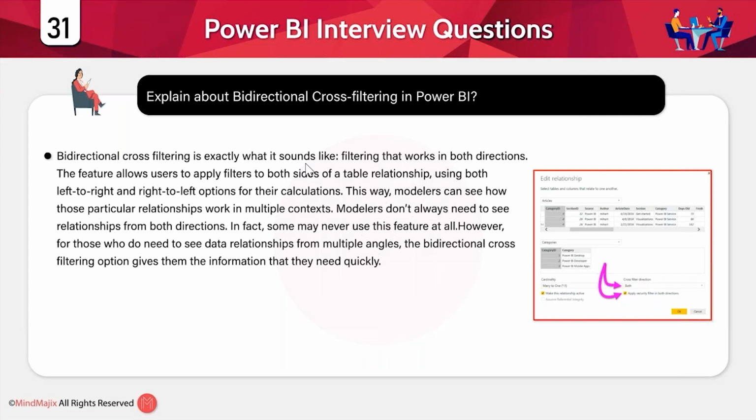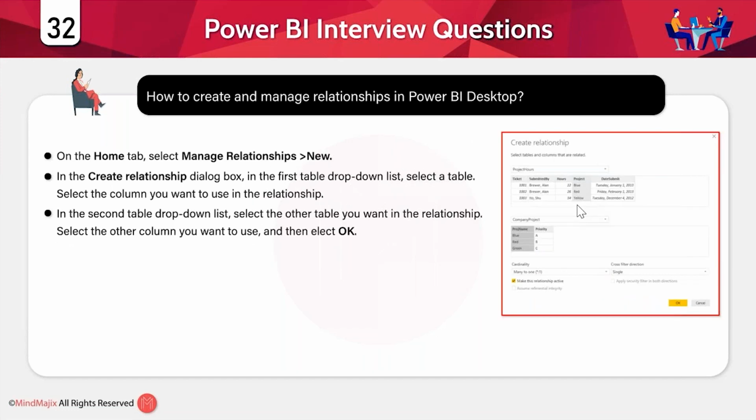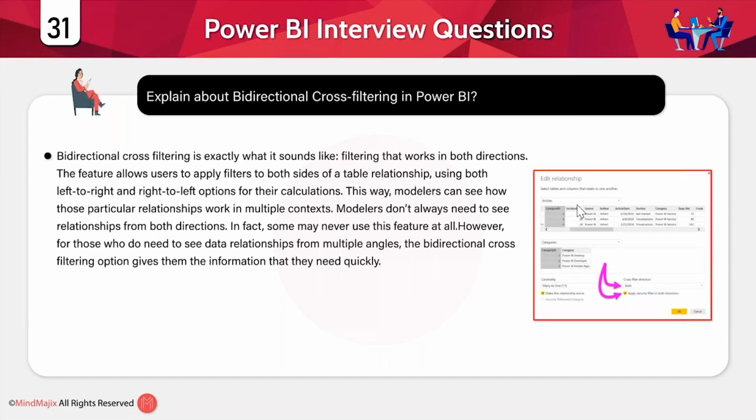So here you're using two tables, as you can see on my screen. One is the article table and the other one is the category table. You can use this bi-directional filtering on both sides. Just highlight the column where you want to set up this relationship. You have to choose both and apply the security filter when you go ahead and do it. That's how you establish a bidirectional cross filtering in Power BI.